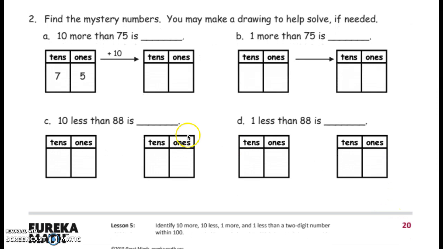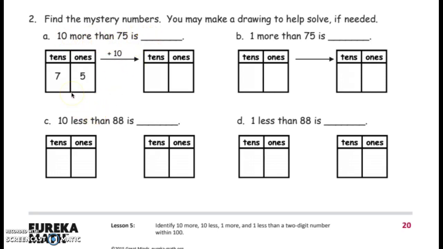Number 2, find the mystery numbers. You may make a drawing to help solve if needed. So if you need to get your whiteboard and marker out to help you solve these problems, or if you need to use your cubes, go ahead and pause the video now to get your whiteboard marker or cubes to help you solve these problems. Do not guess. Letter A, 10 more than 75 is blank.